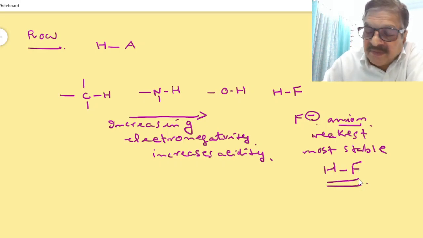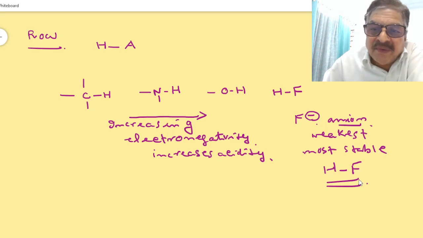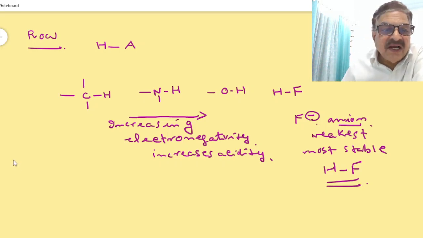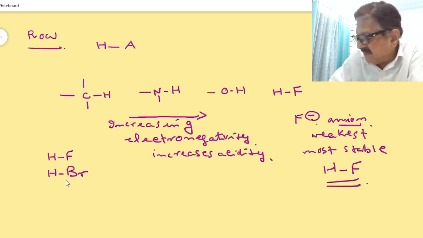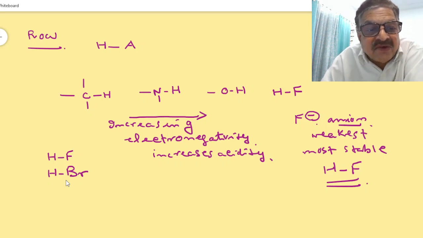Okay, that is why, comparing elements now down the column of the periodic table, this was across the row. Now, down the column, we have HF, that is, fluorine is there. Then down we have HBr. Now here also, which is the stronger acid? Hydrofluoric acid, or hydrobromic acid, HBr.